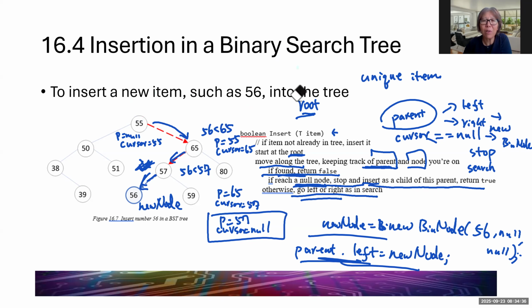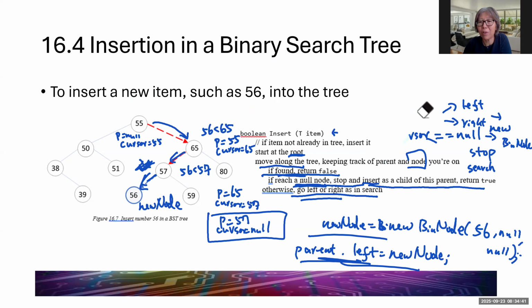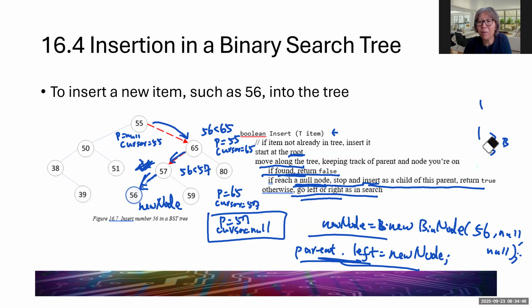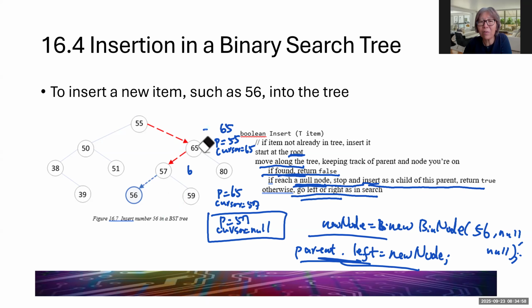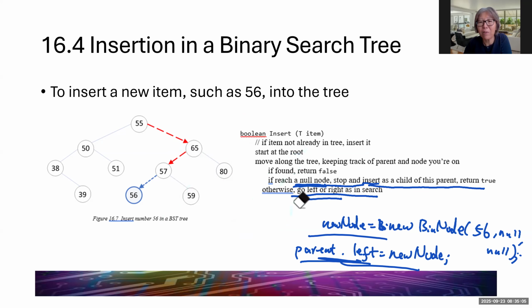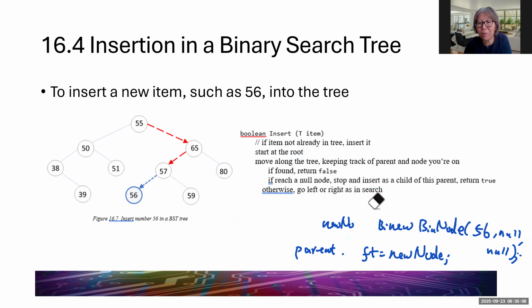We can also see that insert involves the search operation at a certain point, because you first need to find where to insert. Then, with insertion, you also need to create a new bin node. After you create the new bin node, you connect this new node to the parent's left or right. So that's how the insert operation works in a binary search tree.